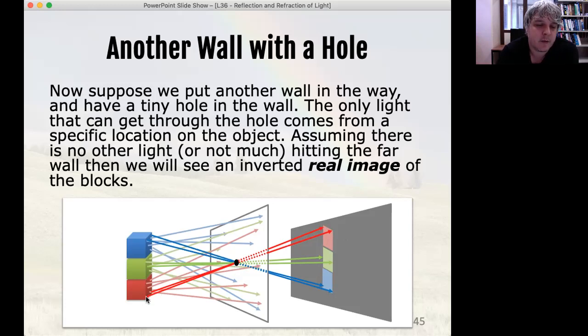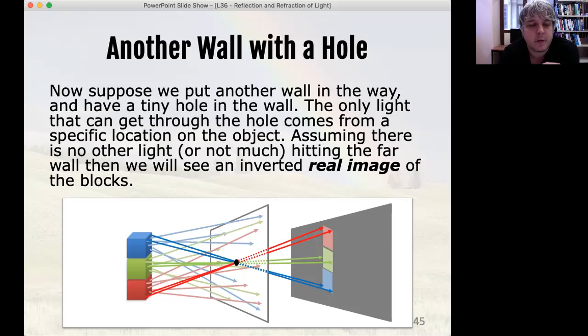So if you start at the very bottom left of our red block, it'll travel through the pinhole, and then it'll get up top right of our image. And the same for every other point. I've drawn 6 example rays on there. Obviously, there would be many, many more, infinite more, filling in the entire image.